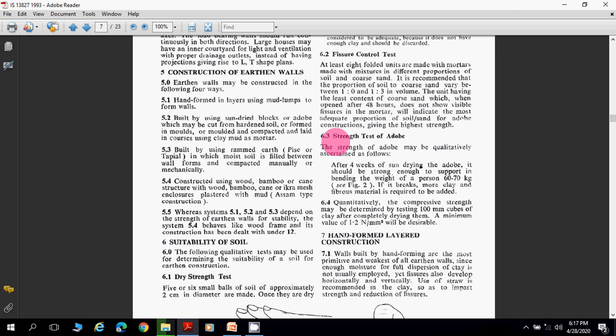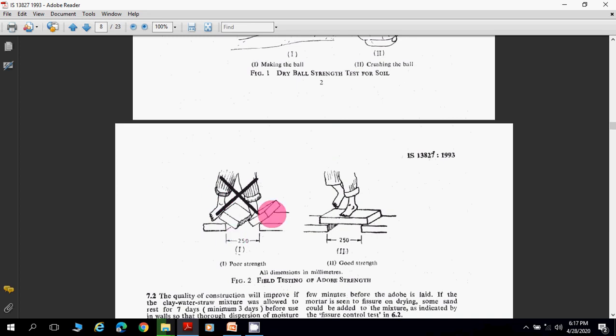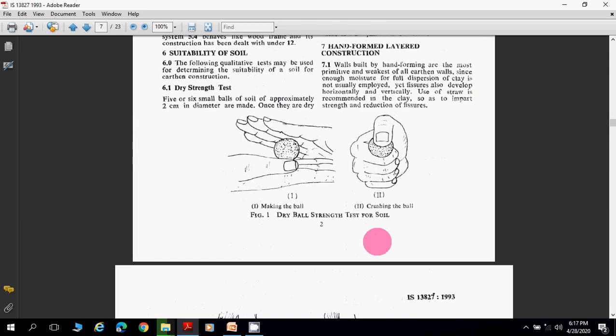So to check the strength of adobe, a 4-week sun-dried adobe should be strong enough to support the bending load of a person having a weight of 60 to 70 kg, and that can be seen in this pictorial view. After 4 weeks of sun-drying, the adobe is placed in such a way that a person having a weight of 60 to 70 kg can stand over it. If the adobe breaks, then it has poor strength, and if it carries the weight of 60 to 70 kg of a person, then it has good strength.